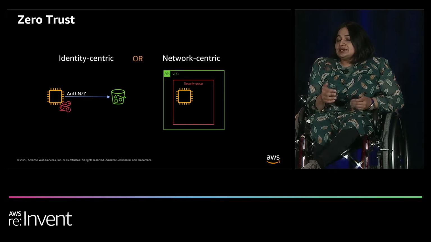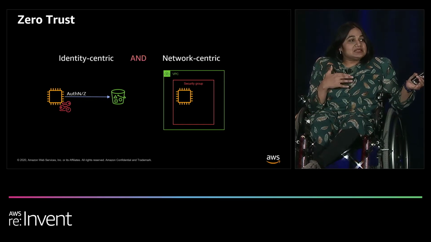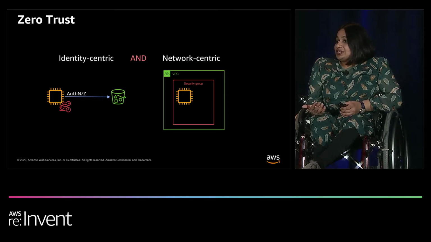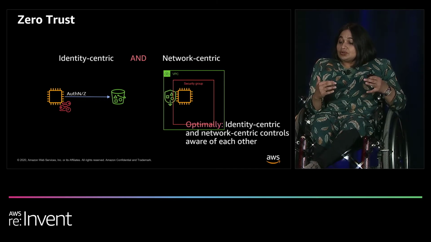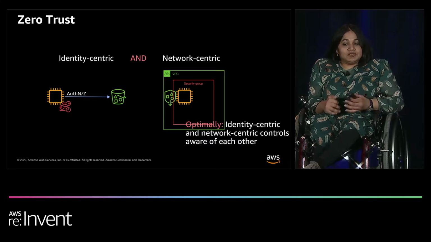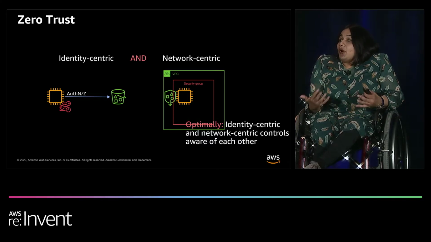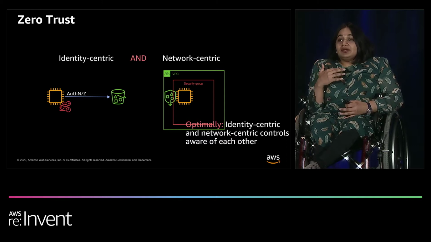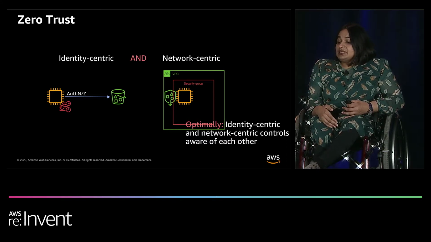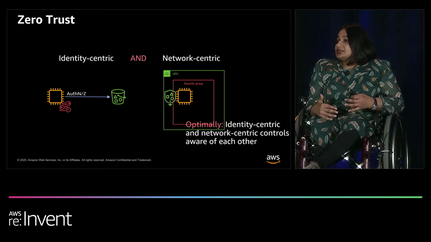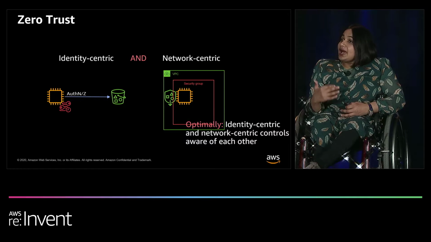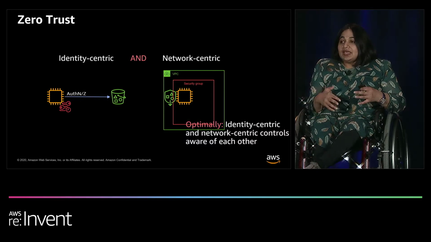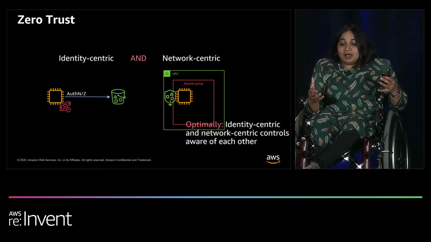And the answer is, it's not about either identity-centric controls or network-centric controls. It is about a combination of both of these. Ideally, these two controls should not only coexist, but they should be aware of each other and even augment each other. For example, VPC endpoints in AWS provide the ability to attach a policy that allows you to write and enforce identity-centric controls around a logical network boundary.